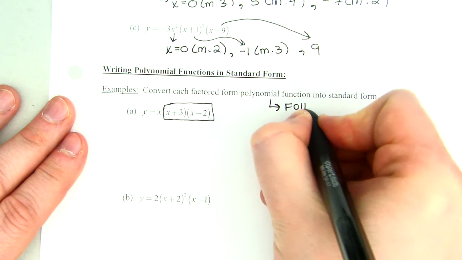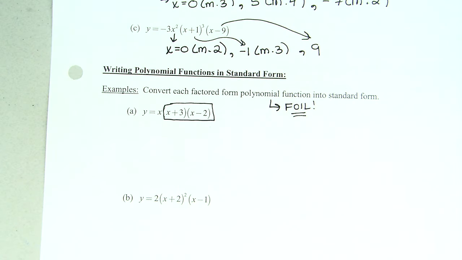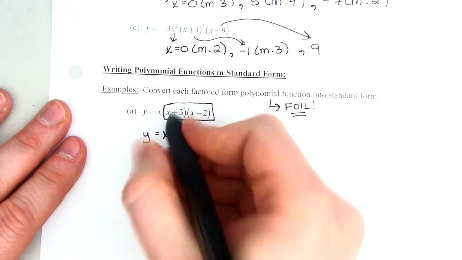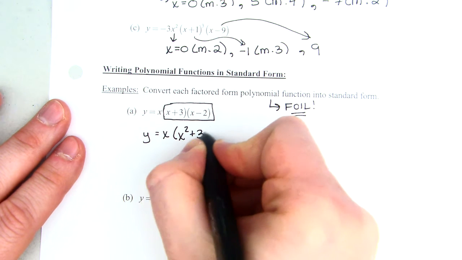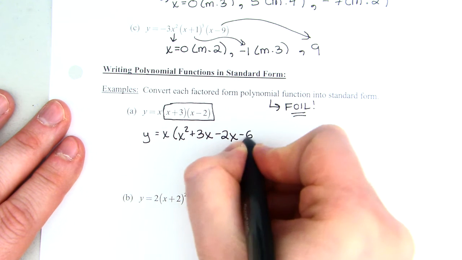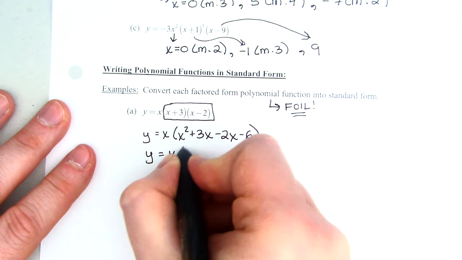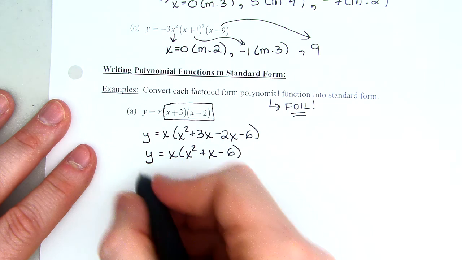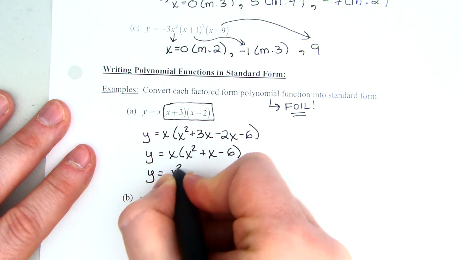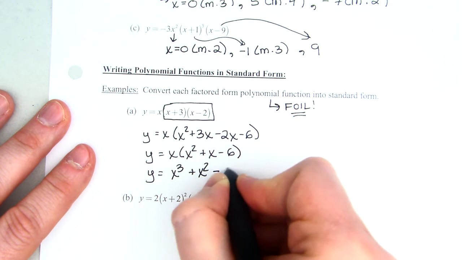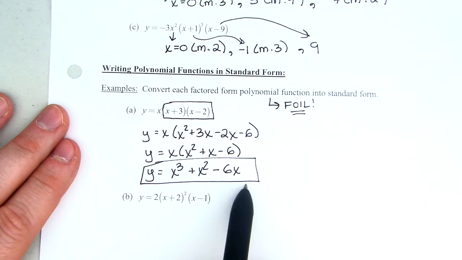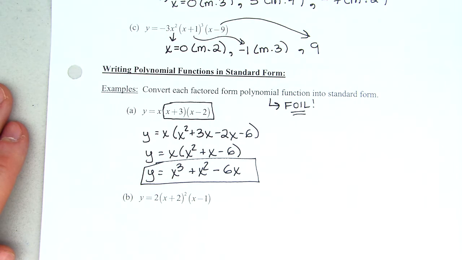By the way, how do we do this? A whole lot of foiling, a whole lot of multiplying. What's the answer to letter A? Okay, so I'm going to multiply those. I'm going to get x squared plus 3x minus 2x minus 6, and I'm going to combine like terms before I finish. So x times x squared plus x minus 6. I'm going to distribute the x, and that gives me x cubed plus x squared minus 6x. Same function. This is my standard form. This is my factored form.